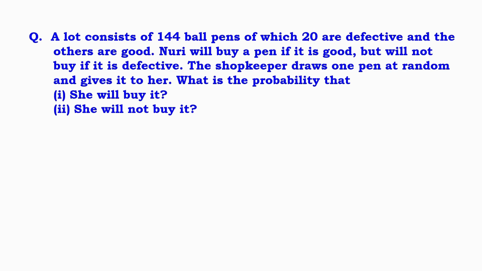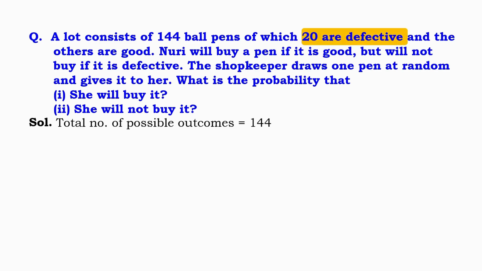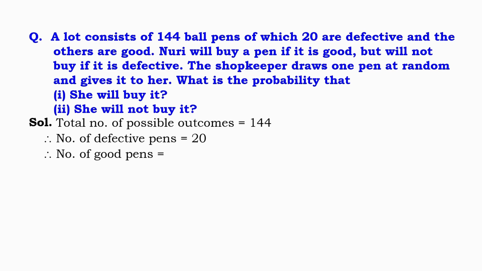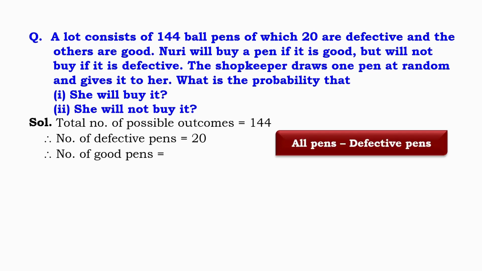Okay, so here also the total number of pens is given, that is 144. So the total number of possible outcomes is equal to 144. Now how many are defective over here? 20 are defective pens. And the number of good pens is the rest. How will you find the good pens? That is all pens minus defective pens, that is 144 minus 20, which is 124.